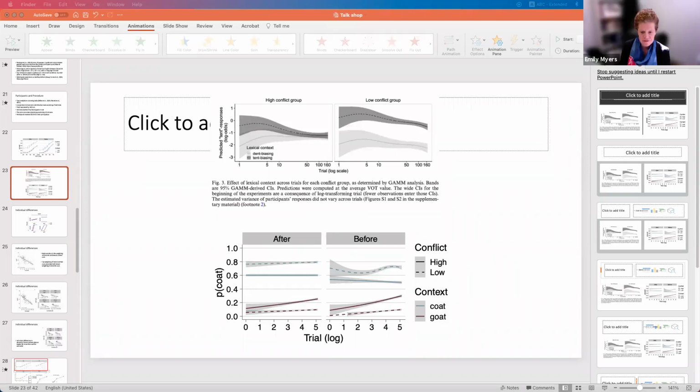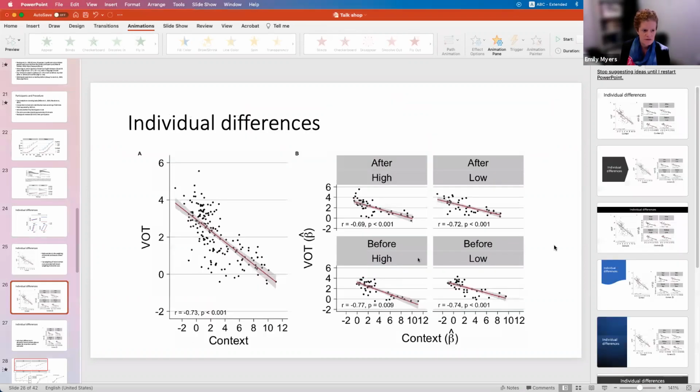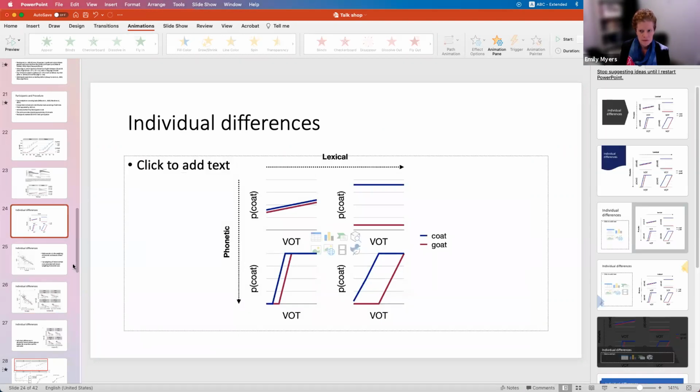Thanks for a really nice and very complete talk, Kaidi. You guys did a lot in this. I have two questions. The first is, you found this trading relationship where people were either high on their use of lexical context or high on the use of VOT. And you said in principle, they could use both and be very high on both. I believe you, but I'm having trouble picturing what that would look like.